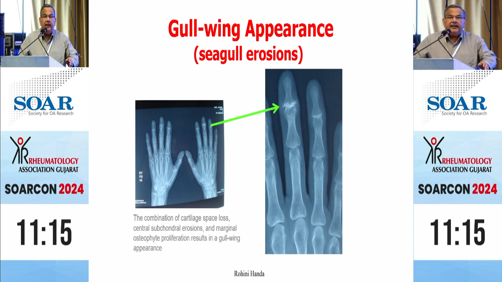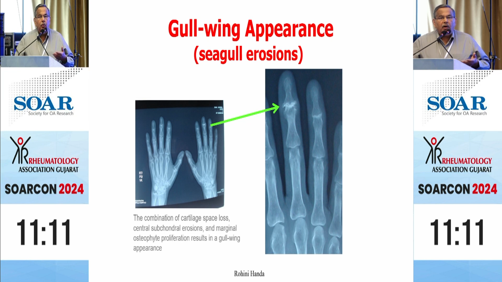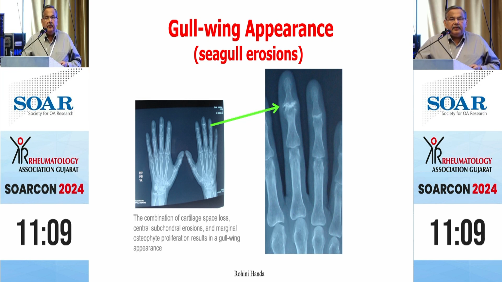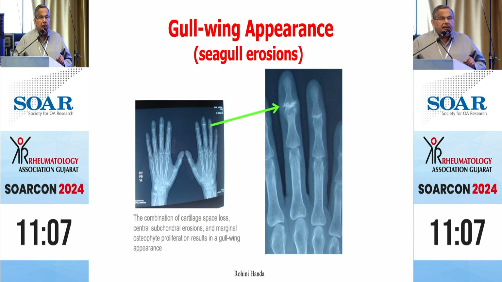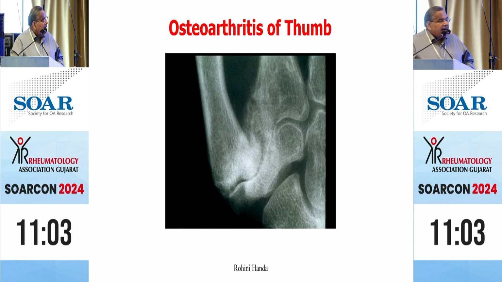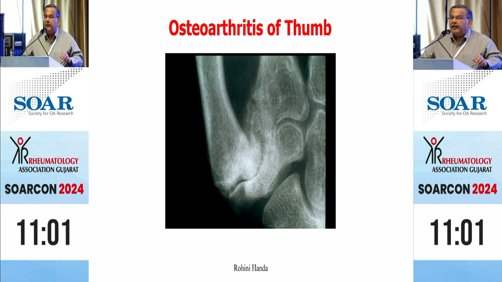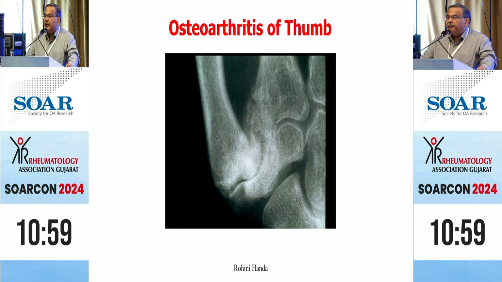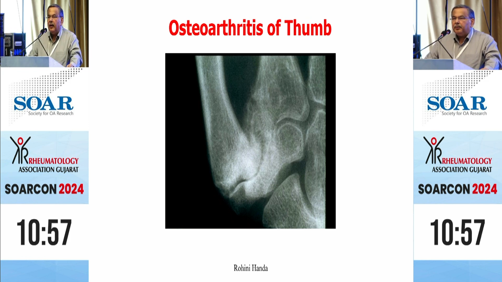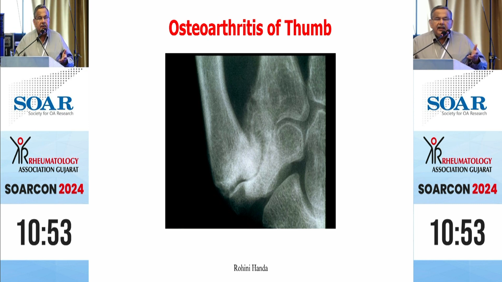And the X-ray changes are also characteristic. This is one example of the so-called gullwing appearance, in which you have erosions and subchondral sclerosis. And this is also very characteristic. Another favored site is the thumb, the first carpometacarpal joint, and if you are tuned to looking at X-rays of the hands, this is a clinical diagnosis for you.